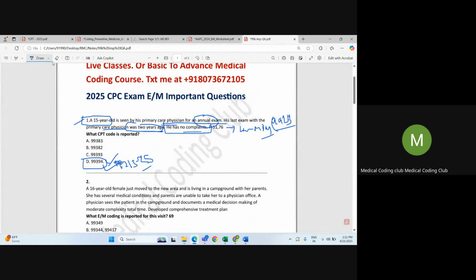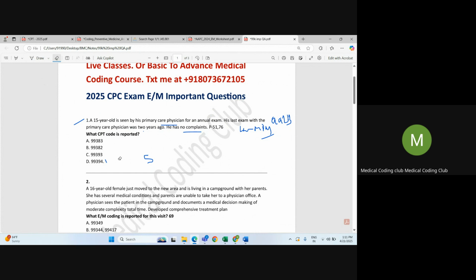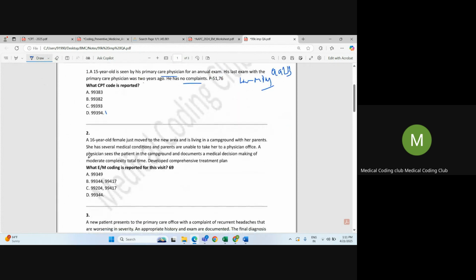So next, the second question we have is regarding a 16-year-old female who just moved to a new area and is living in a campground with her parents. She has several medical conditions, and the parents are unable to take her to the physician office. A physician sees the patient in the campground and documents medical decision making of moderate complexity and develops a comprehensive treatment plan.